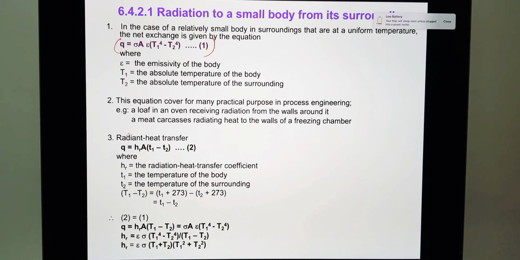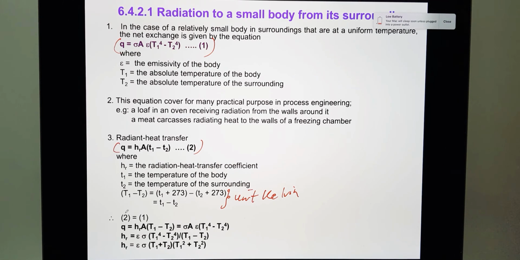Okay, and then the third one, we have radiant heat transfer, equation number 2: Q equals H R A times delta T, whereby HR is the radiation heat transfer coefficient, T1 is the temperature of the body, and T2 is the temperature of the surroundings. These temperatures are in the unit of Kelvin.